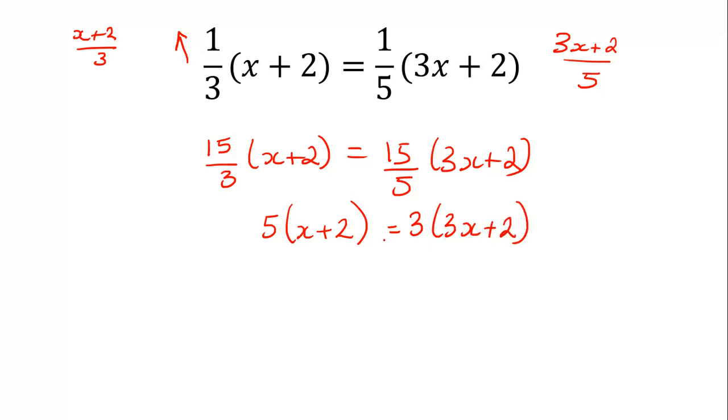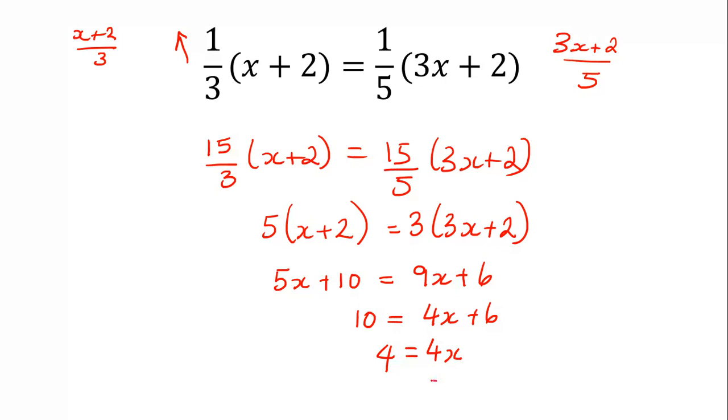So now I've got a nice linear equation that we looked at yesterday. So I'll expand my bracket. 5x + 10 equals 9x + 6. Then subtract 5x from both sides. So 4x + 6 equals 10. So 4x equals 4. It's a nice, easy answer. So x equals 1.